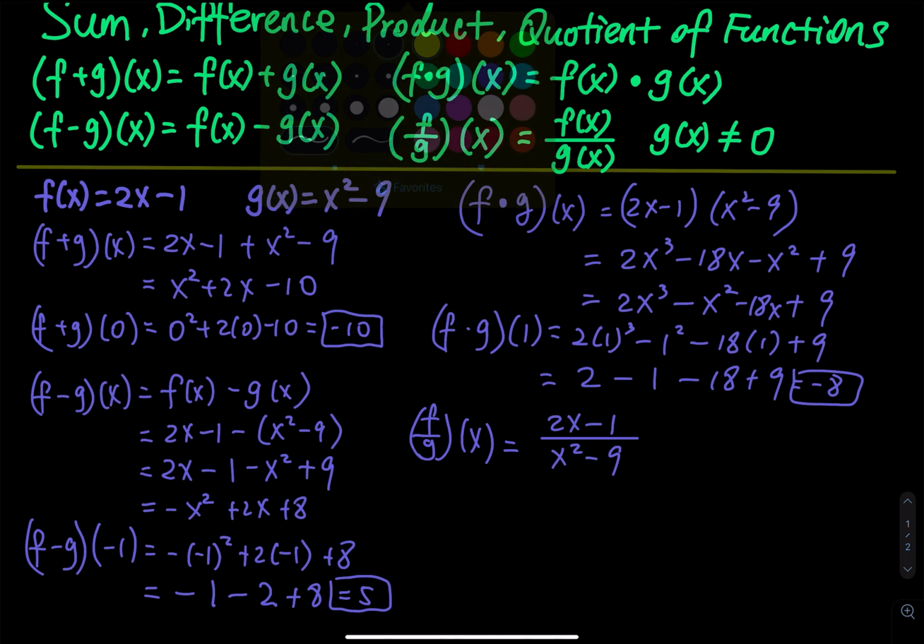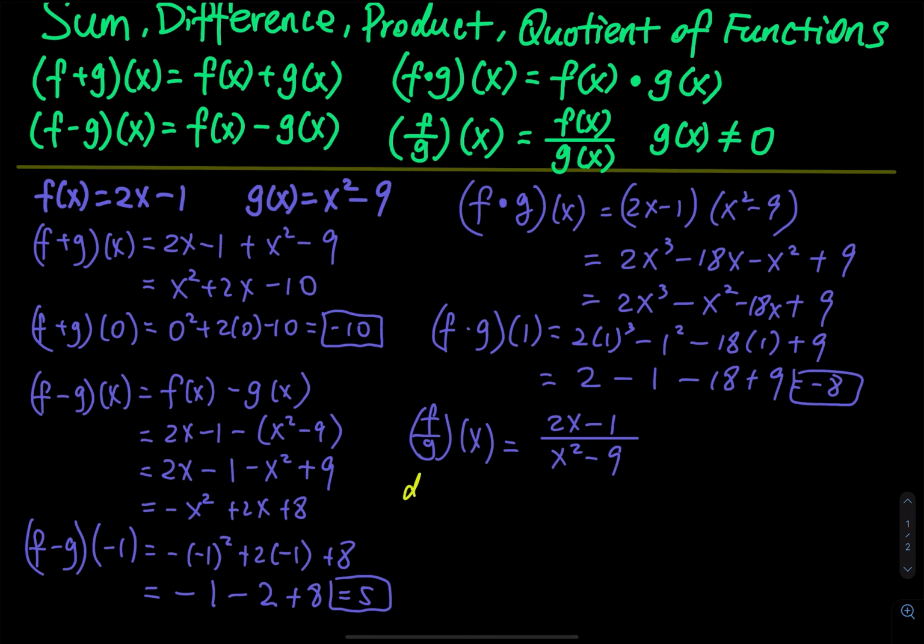Let's change this to a different color. What is the domain? For the domain, this is a rational function. Remember, the denominator cannot equal 0. So x squared minus 9 cannot be equal to 0. And therefore, this is x plus 3, right? And then x minus 3 cannot equal 0. So x cannot be equal to negative 3 and positive 3.